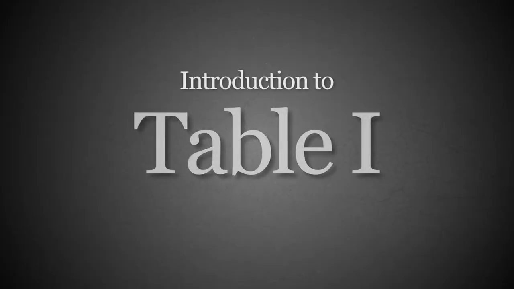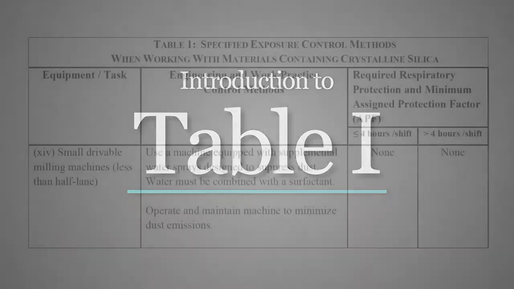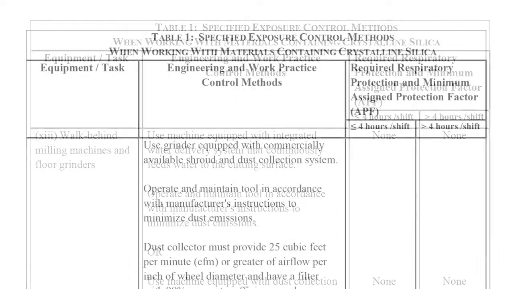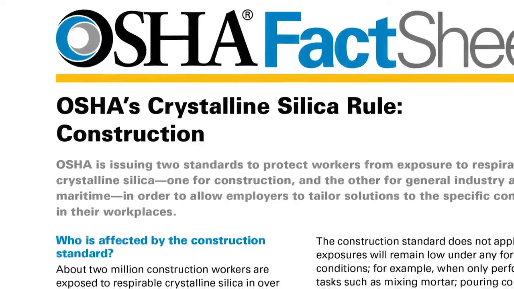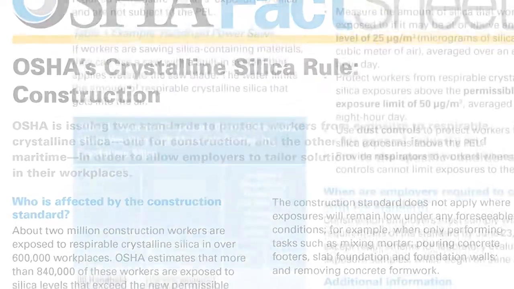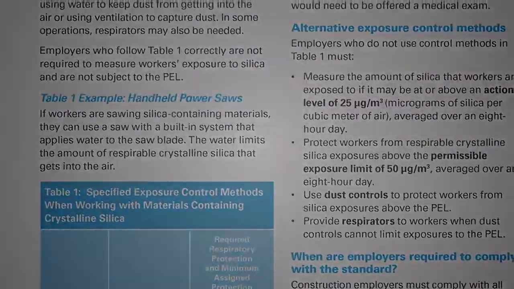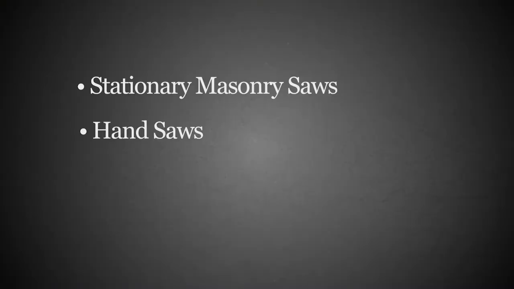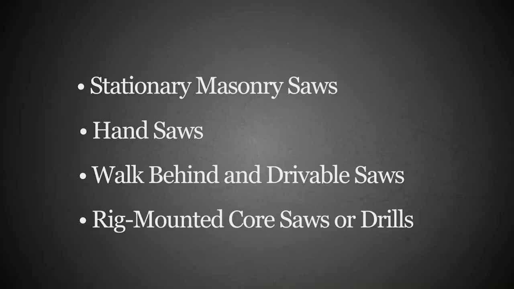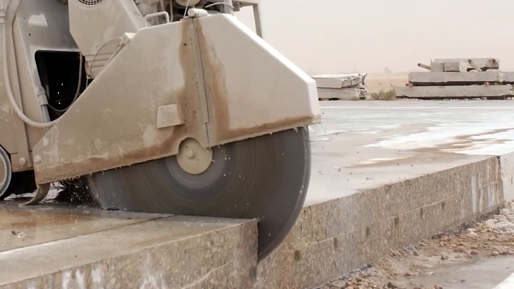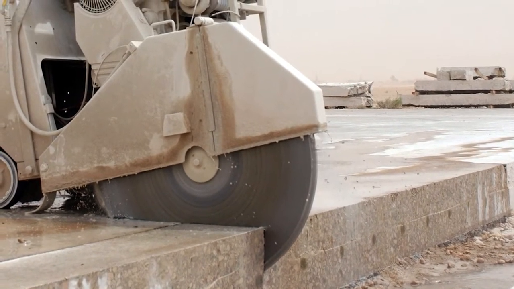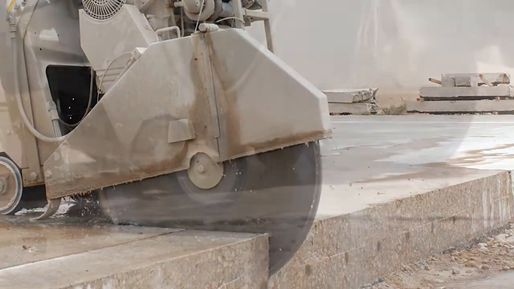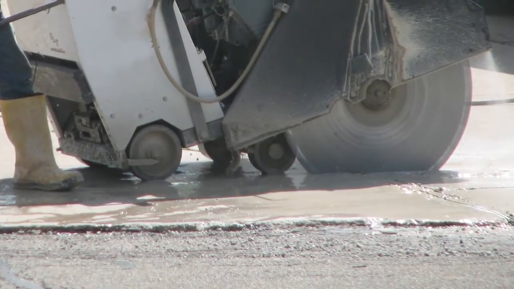So let's look at Table 1. Table 1 shows dust control methods for many common job site operations. According to OSHA's fact sheet, employers who follow Table 1 correctly are not required to measure workers' exposure to silica and are not subject to the PEL. For tools like stationary masonry saws, hand saws, walk-behind and drivable saws, rig-mounted core saws, or drills, Table 1 requires the use of a tool equipped with an integrated water delivery system that continuously feeds water to the blade or bit. And this is almost always followed up with the instruction to operate and maintain the tool in accordance with the manufacturer's instructions to minimize dust emissions.